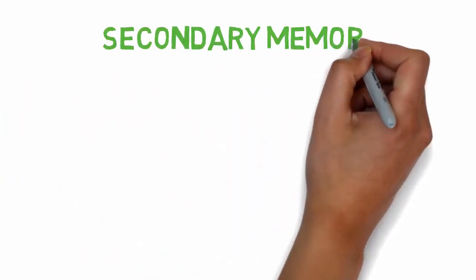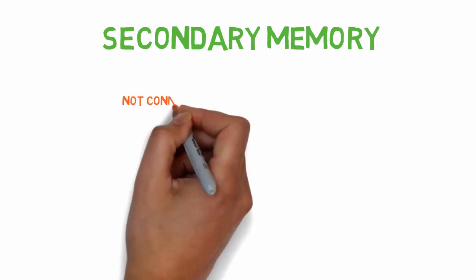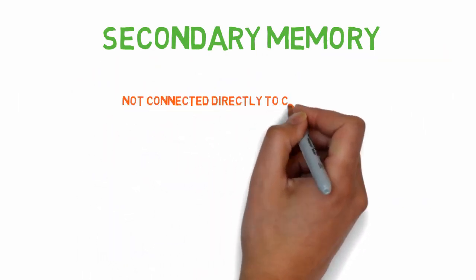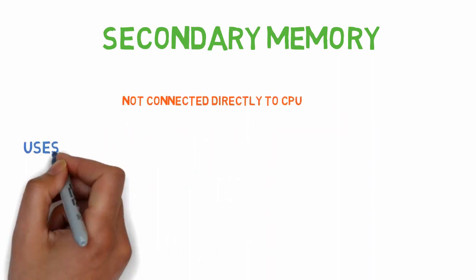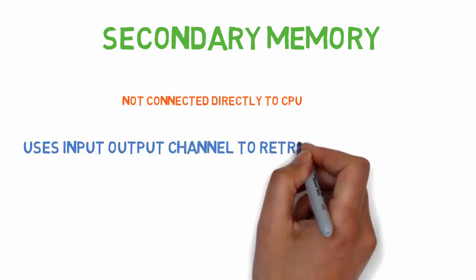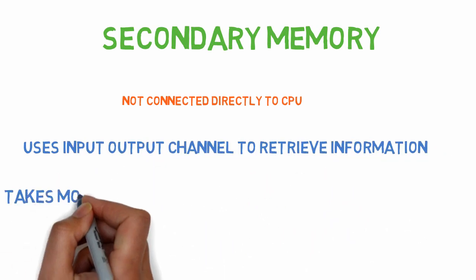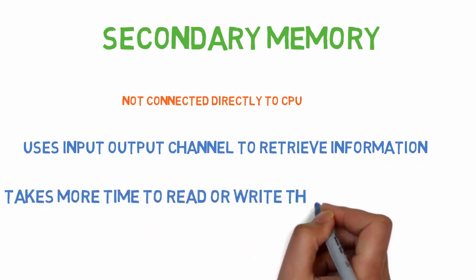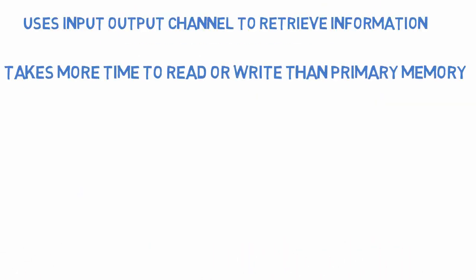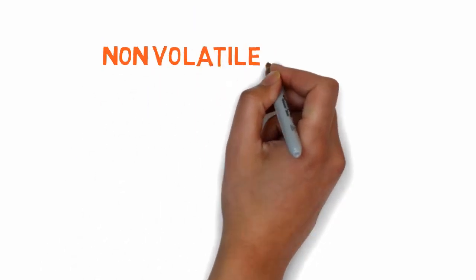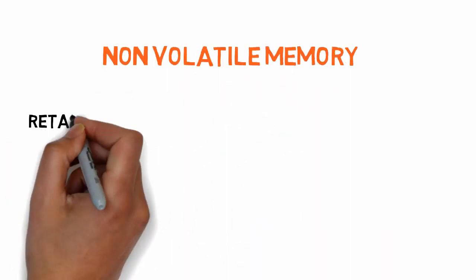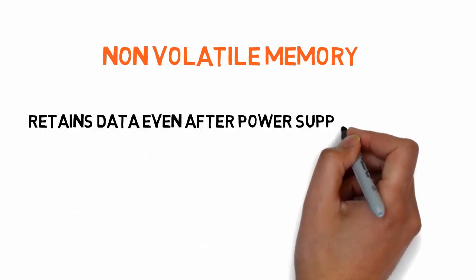Secondary storage, or external memory, is not directly connected to the CPU. The computer uses its input-output channel to retrieve information from secondary storage into primary memory. So it takes more time to access data from secondary memory than primary memory. Secondary storage is also called non-volatile memory, because it retains its data even after removing the power supply.